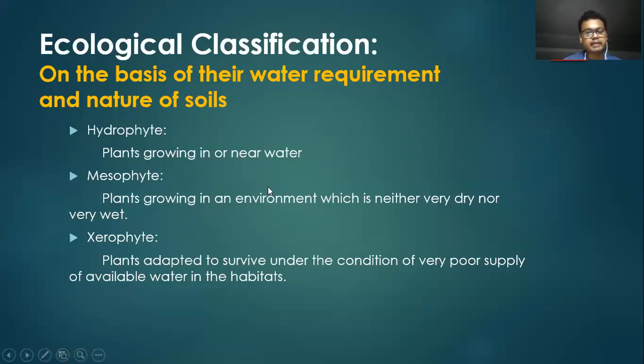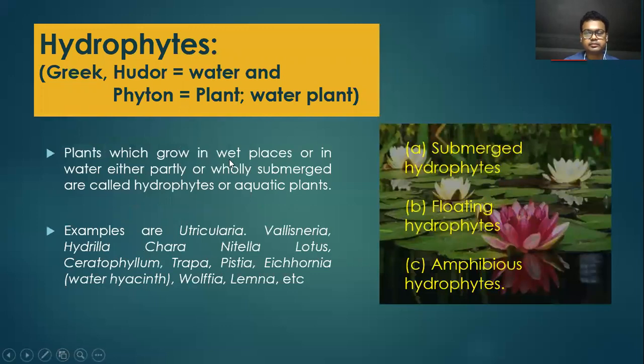Next, we discuss the hydrophyte. Our main focus is the adaptive features of the hydrophyte, of the xerophyte, and of the mesophyte. In this lecture, I discuss the adaptive characters of the hydrophyte. Hydro means water and phyte means plant. These two terms originated from the Greek words hudor and phyton. Hudor is water and phyton is plant. That is, the water plant.